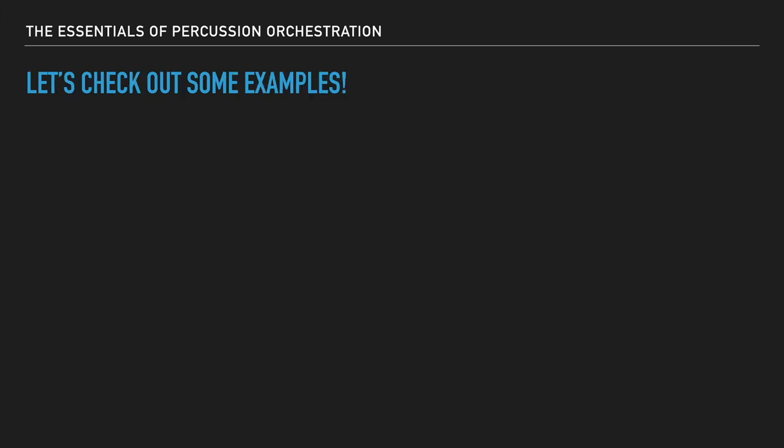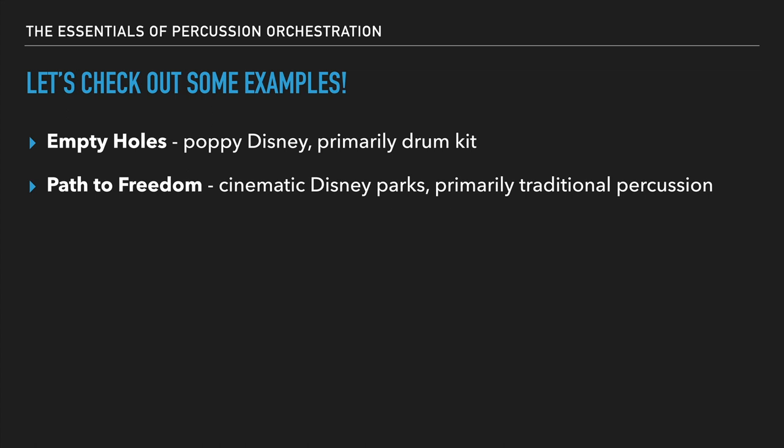Now, let's check out a couple of examples. I want to show you three examples of percussion in different contexts. The first one will be in my song Empty Holes, which has a poppy Disney style with vocals and is primarily reliant on a drum kit because it's more of a poppy context and more of a band feeling. Then I'll show you a track called Path to Freedom, and this is more of an orchestral track that you might hear in a Disney park.